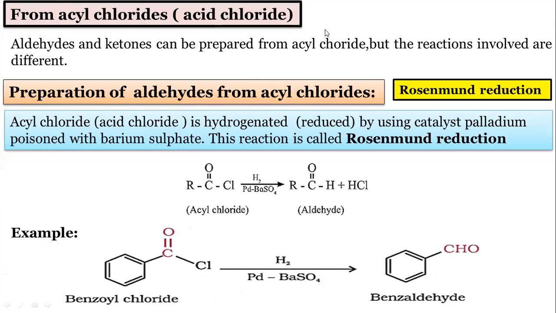Now the name reactions are started. These are the methods of preparation of aldehydes and ketones by using acyl chlorides. Acyl chlorides are also called acid chlorides. One example we will take. The name of the very famous reaction is called the Rosenmund reaction.